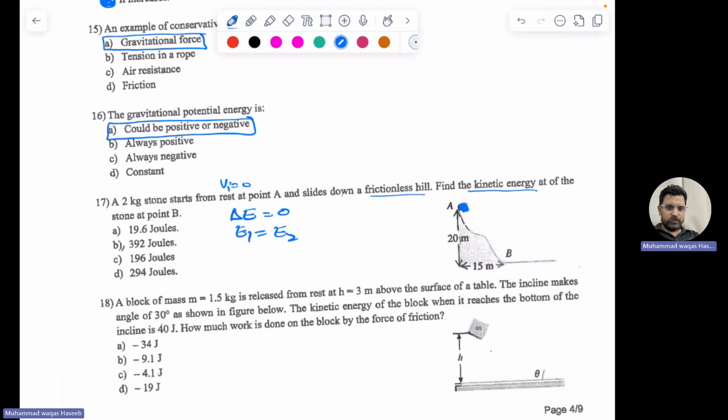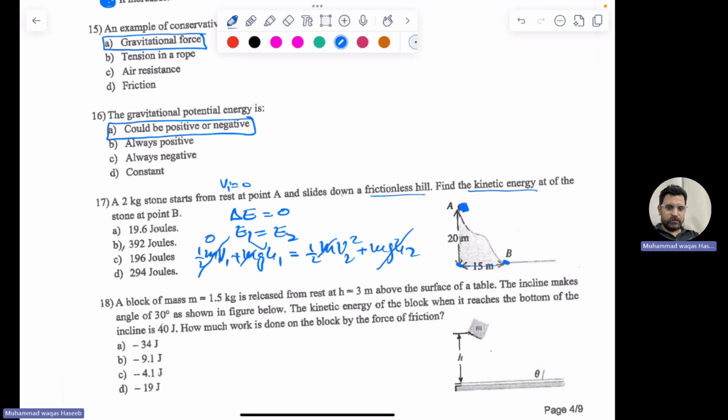So what is 1/2 mv1 squared plus mgh1 equals 1/2 mv2 squared plus mgh2. So it starts from here, it has a height, it ends over here, and if we suppose that this height is zero, this will be gone. It starts from rest, so its initial velocity is zero. So we are left with these two, and the m and m will be cancelled out.